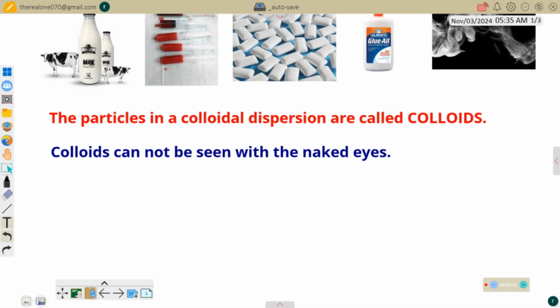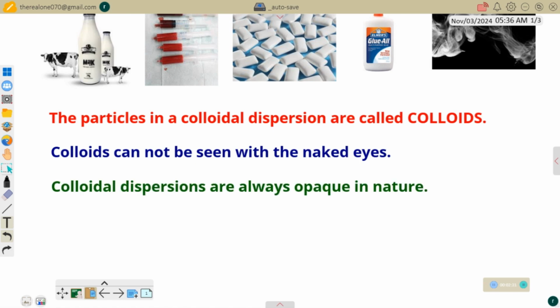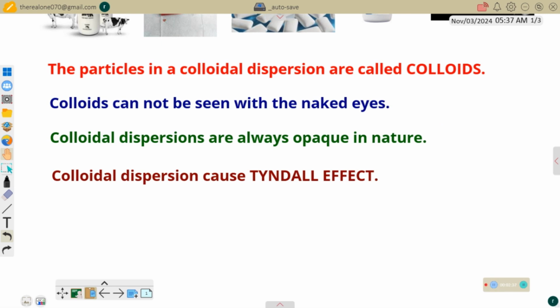Sediments are the particles in suspensions, such as sand in water. Sand is a sediment inside a suspension, but colloids are smaller than sediments because at least we can see sediments with our naked eyes. Now, it should also be noted that colloidal dispersions are always opaque in nature, and this is responsible for why they cause the Tyndall effect. The Tyndall effect is the scattering of a beam of light when it is passed through a colloidal dispersion. That is, the scattering of light when it passes through a colloidal dispersion.